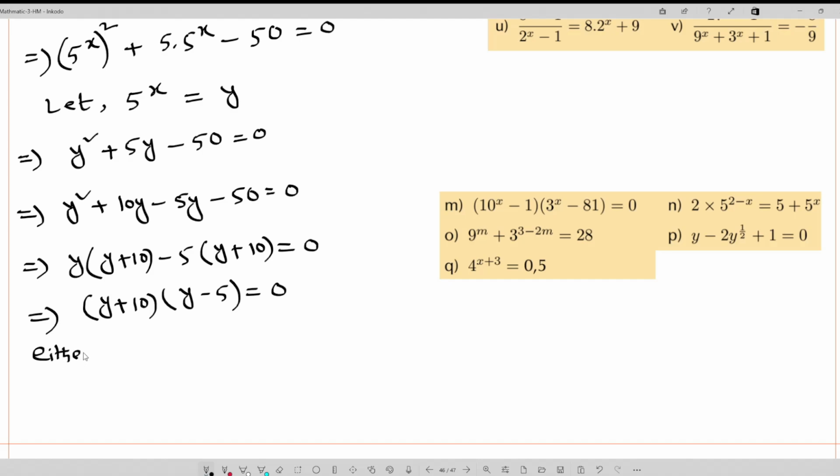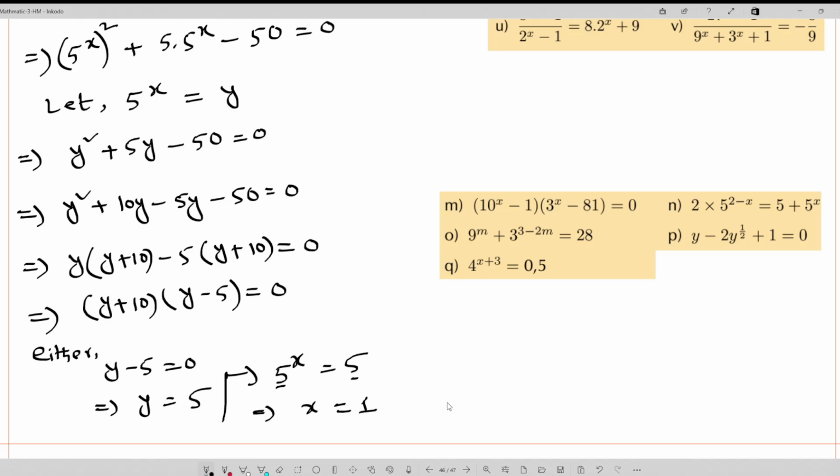Now look, either y minus 5 equals 0, it means y equals 5. That also means 5 to the power x equals 5, and here x equals what? 5 has no power, it means power 1. So the bases are the same, the powers will be equal.